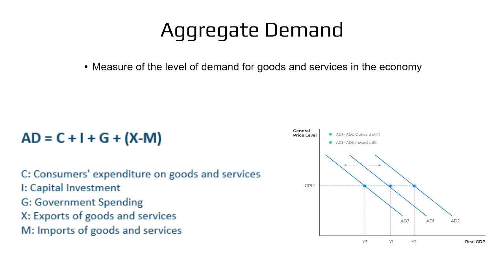The first and generally the largest factor in levels of aggregate demand is the expenditure by consumers. So this is everyday people going out and buying things from the shops or whatever it might be, and their expenditure on goods and services in the economy is represented by C here, and generally speaking, it's the biggest element of the aggregate demand equation.